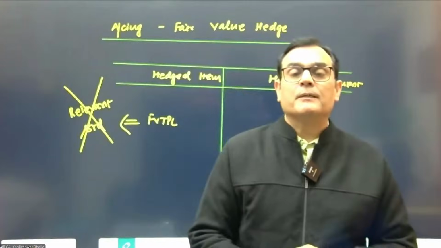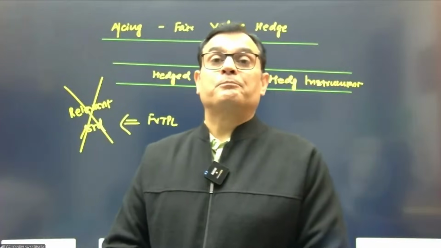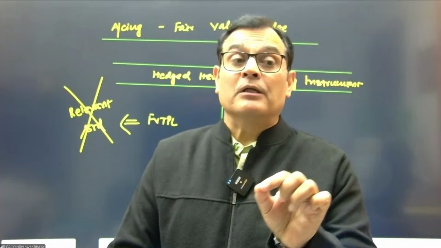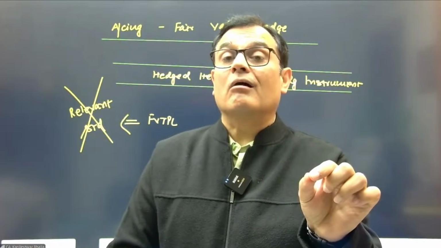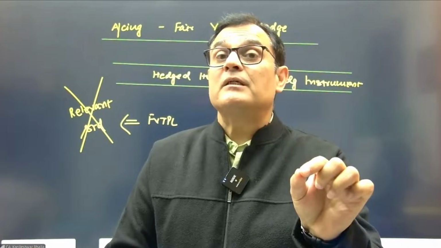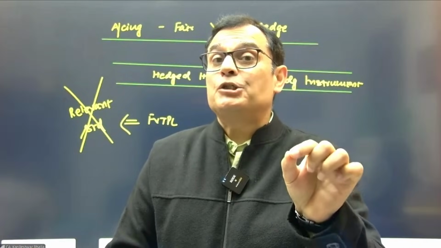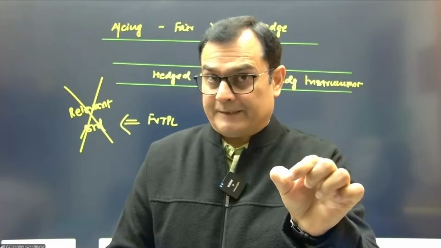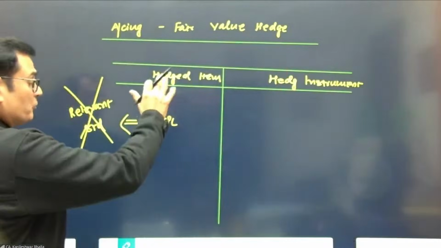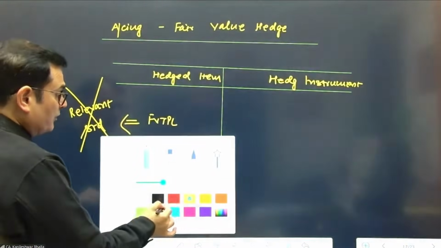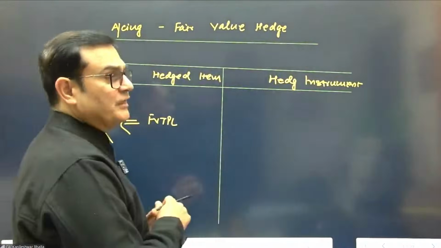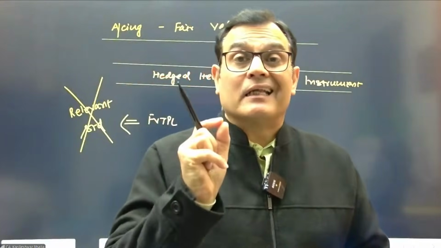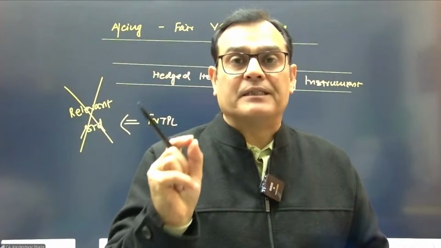For example, if you bring property, plant, equipment under the purview of fair value hedge, Ind AS 16 will no longer be applicable. You're not going to consider a cost model or a revaluation model. The PPE will be taken at fair value, and any changes in the fair value, gain or loss, go to the P&L. I hope you heard it correct. So the moment you bring the item under the purview of fair value hedge accounting, the relevant standard becomes inapplicable.